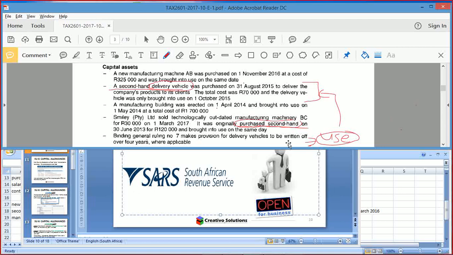So when looking at the delivery vehicles that are written off over 4 years, those are the vehicles that you've actually used within the business that weren't bought secondhand or that weren't an SBC. Because remember, SBCs get those special deductions. Yes, sir. Okay, so in actual fact, if the SBC didn't apply, would I have needed the binding general ruling? If I didn't have the second hand delivery vehicle, in terms of being an SBC, what would I do? Would I be able to claim? No, you wouldn't, sir.